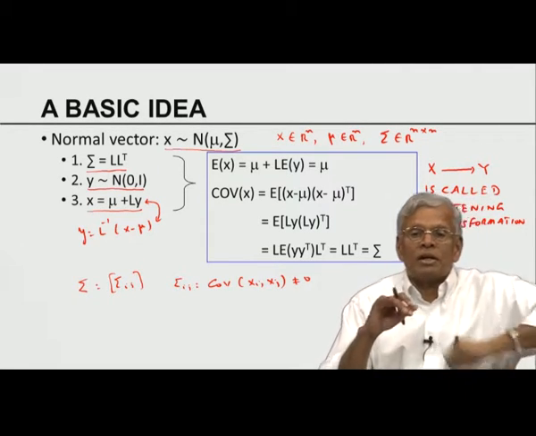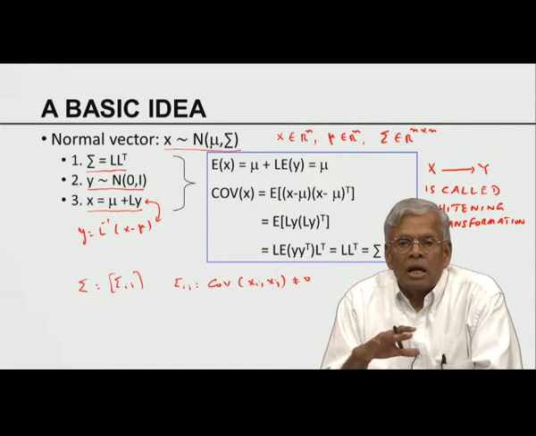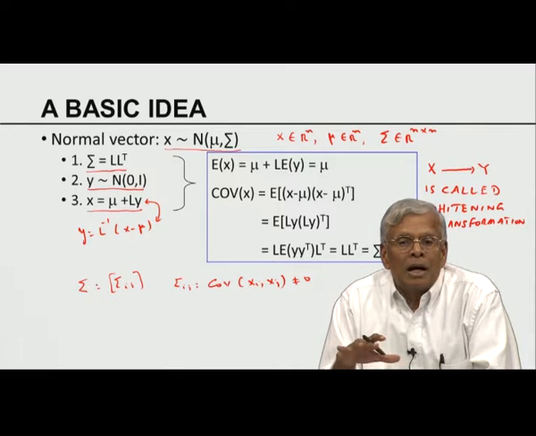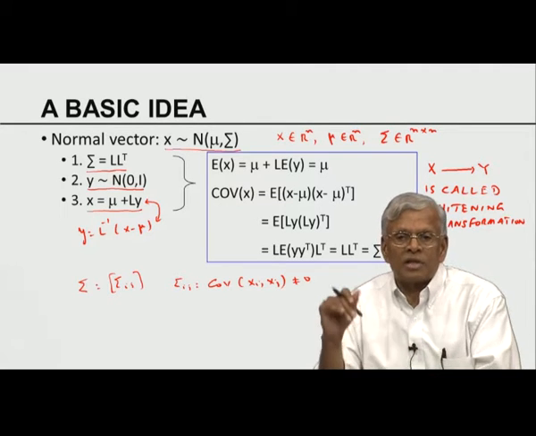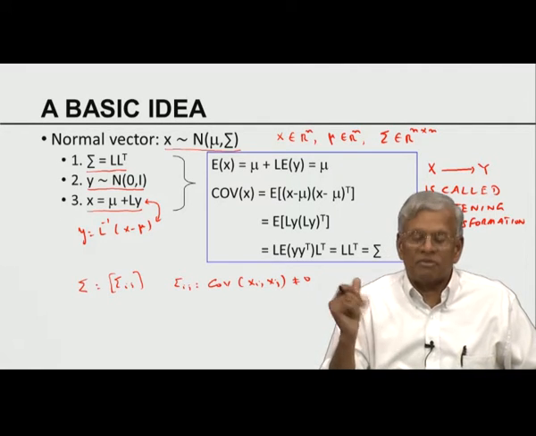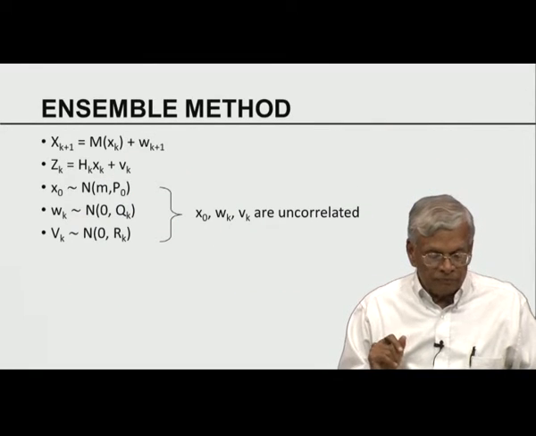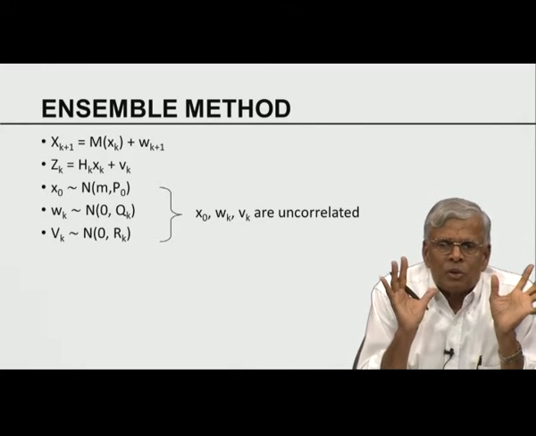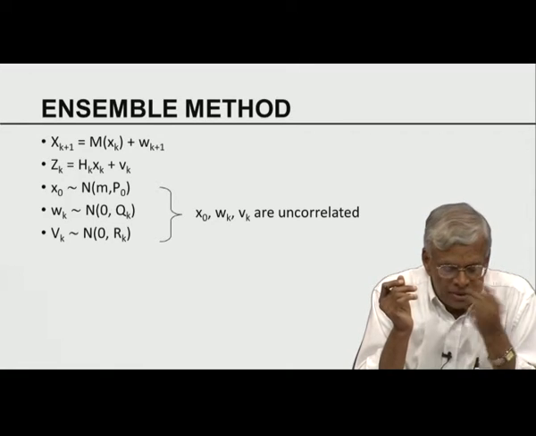We have utilized this whitening transformation in the context of Potter's algorithm, when we did the square root version, the covariance square root version of the ensemble filter, a couple of classes ago in the same module. Now with these two, this is all you need in principle to be able to do an ensemble method.